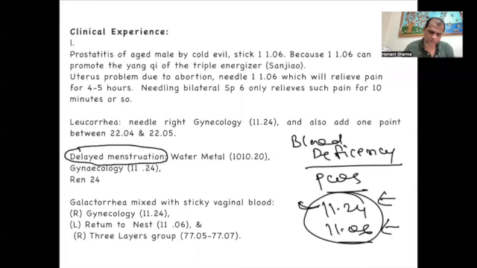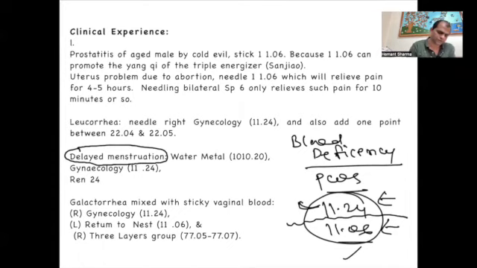Or if we are not able to find out any symptom, then start from any side. So today you can use 11.24 on the right side. Tomorrow you can use the left side. In that way you can keep on changing. And 11.06 will always be complementary on the other side.